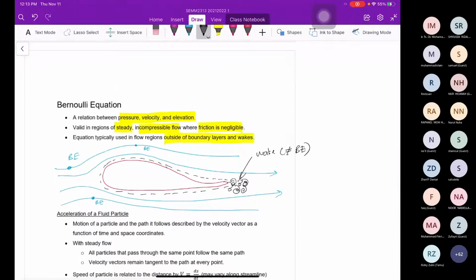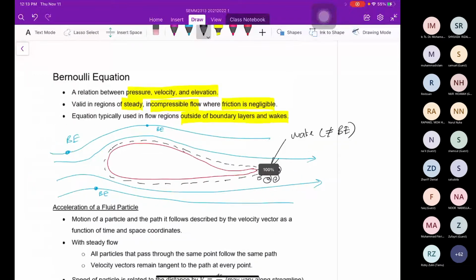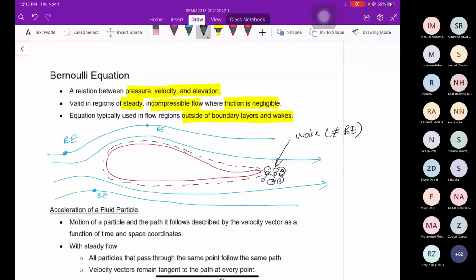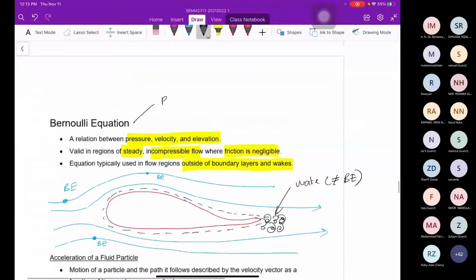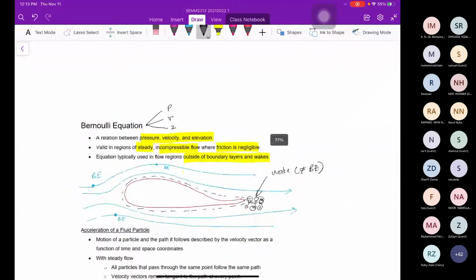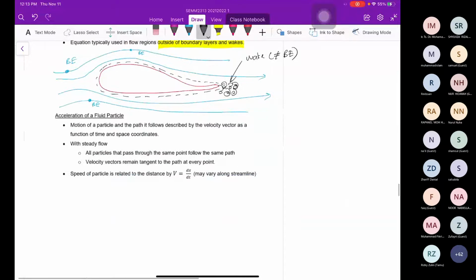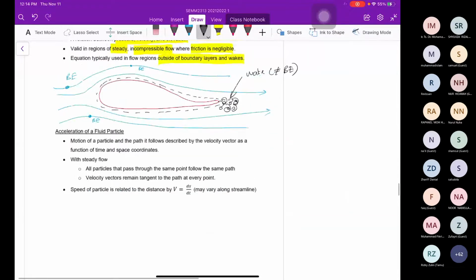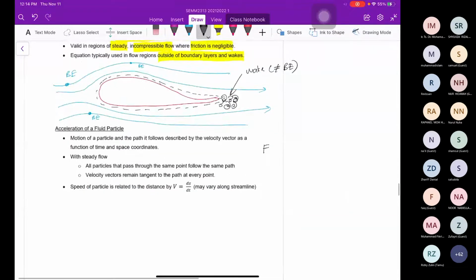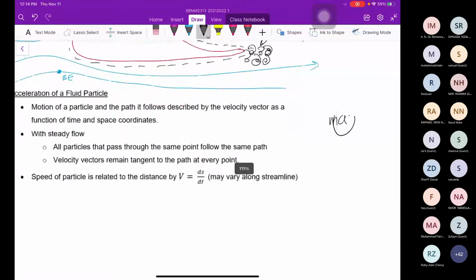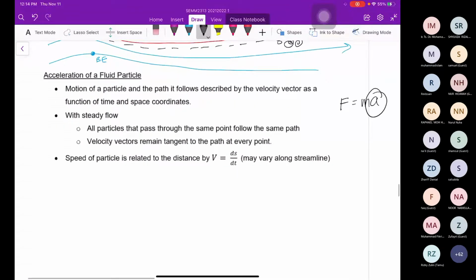So the Bernoulli equation, as I mentioned, relies heavily on pressure, velocity and elevation, Z. So why do we start with the acceleration of the fluid particle? Because I want to use the summation of force equals ma. So I need to derive A first, in terms of the fluid particle. The motion of the particle and the path it follows describe the velocity vector as a function of time and space.